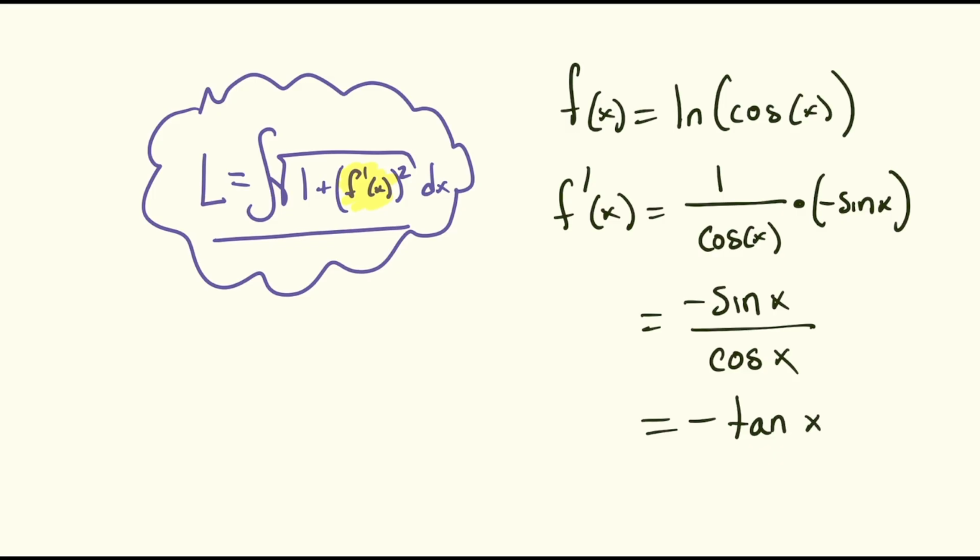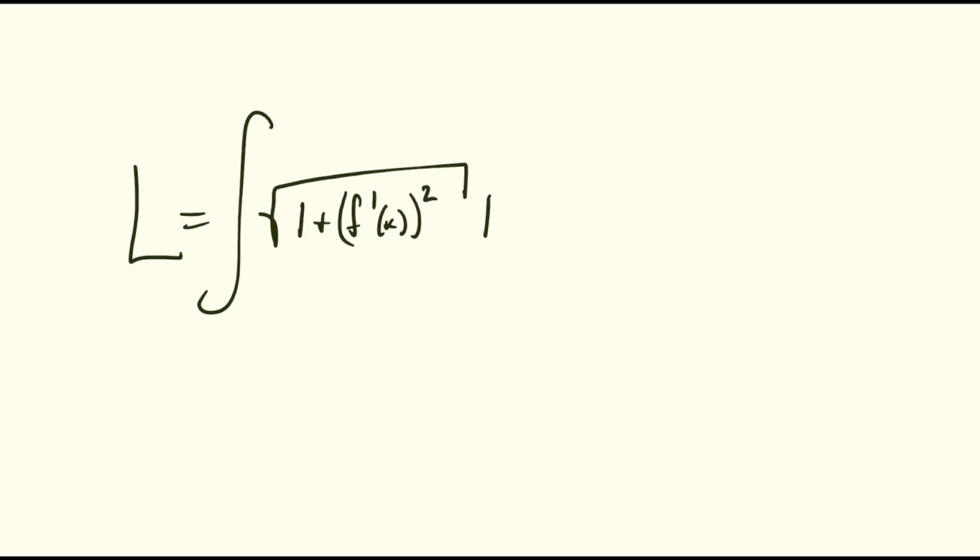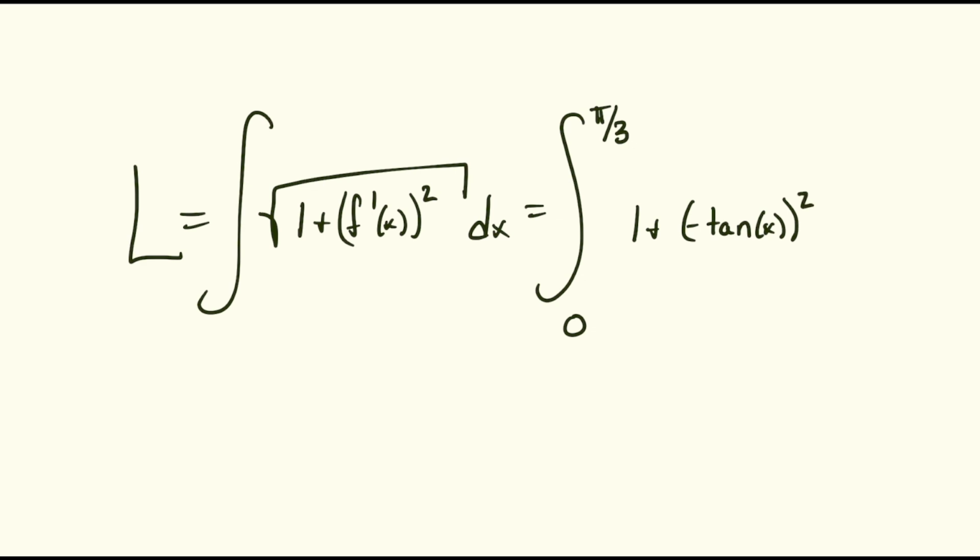So there's our derivative that we're going to be using here, f prime of x, and we're going to be squaring that. Let's pop that into our length equation. So we have L is the integral of the square root of 1 plus f prime of x quantity squared, dx on the backside. Our bounds here, we want this between 0 and pi over 3. Our derivative is negative tangent of x. We are squaring that, we are taking the square root of the whole thing, and then we are dxing it on the back side.